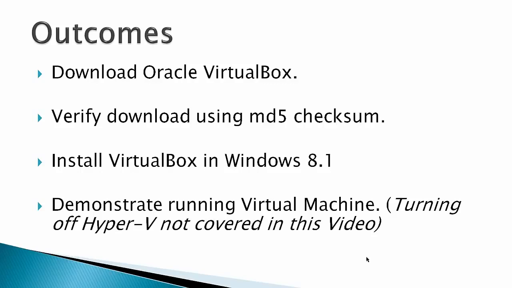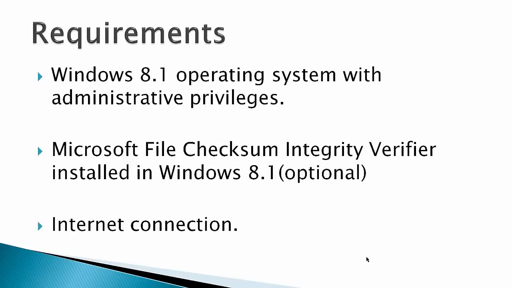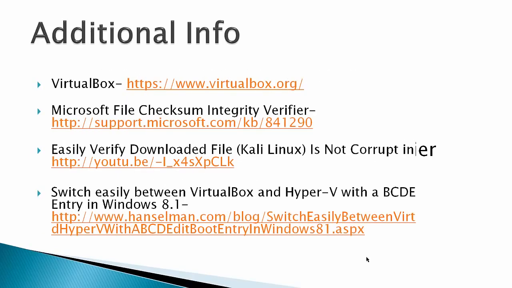Hyper-V and VirtualBox cannot be run at the same time on a Windows machine. Requirements: Windows 8.1 operating system with administrative privileges. Microsoft File Checksum Integrity Verifier installed in Windows 8.1. This is optional. I demonstrated how to verify a checksum, but for most of the time I really haven't had any problem with a VirtualBox download. And then of course you need an internet connection.